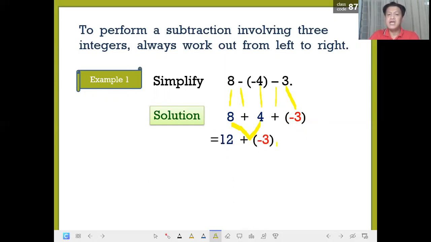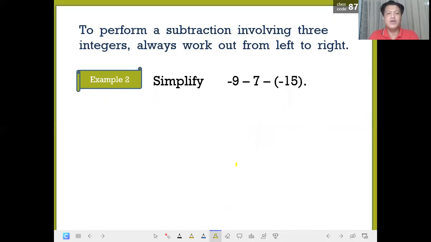Okay, so take note, if you're going to add, this is different sign. Kaya ano yung rule natin dyan? Diba? Subtract the numerical value and copy the sign of the integer with greater absolute value. Kaya nga, 12 minus 3, 9 ang sagot. Since mas malaki yung absolute value ni 12, kaya positive po yung answer natin. That is equal to 9.